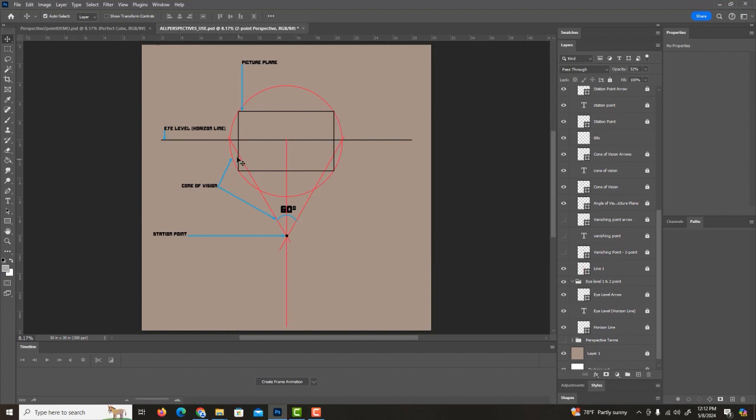So on the horizon line or the eye level line, on the picture plane, where that meets coming directly from the station point is your vanishing point. So this is your vanishing point.